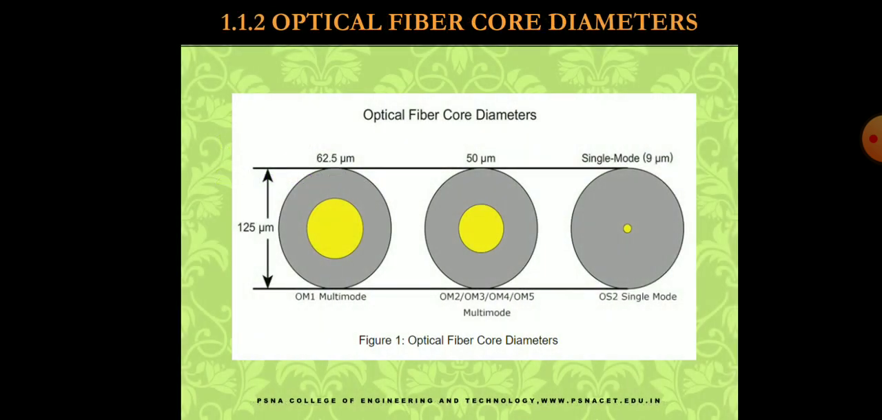And next section, optical fiber core diameter. In single mode optical fiber cable, the core to cladding diameter is about 9 microns by 125 microns. In multi-mode optical fiber cable, the core to cladding diameter is about 50 or 62.5 microns by 125 microns, which is depicted in the figures.